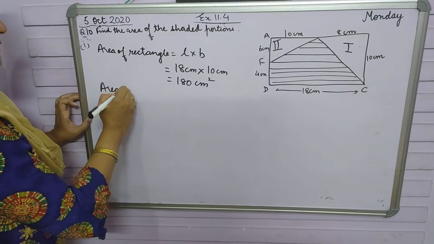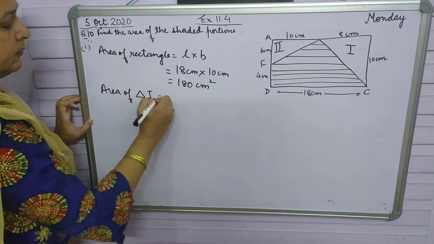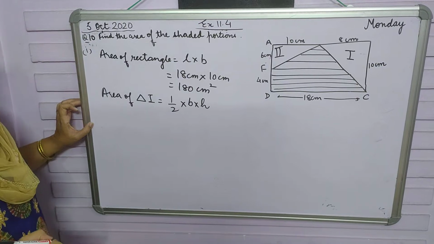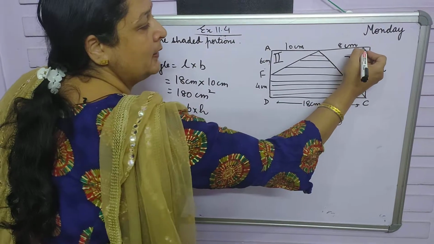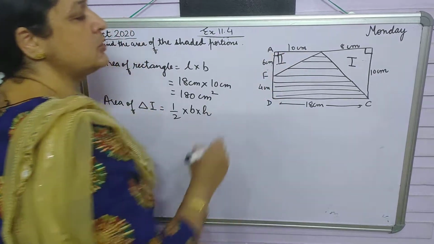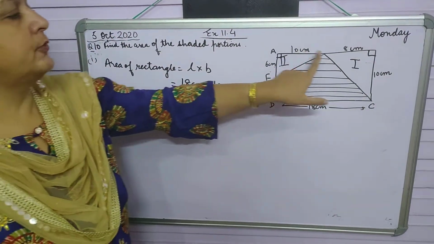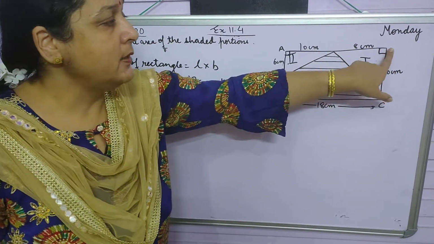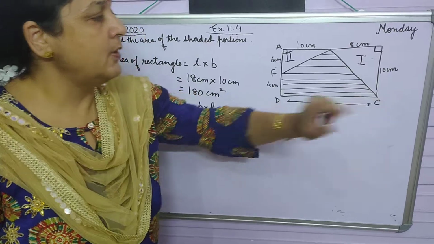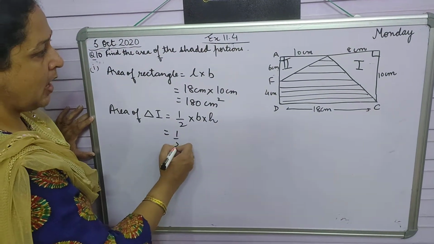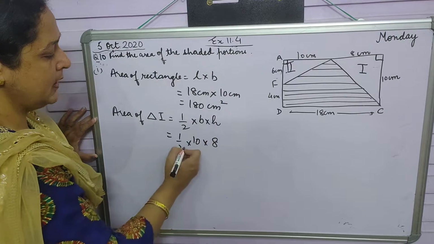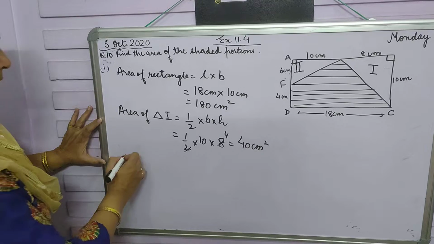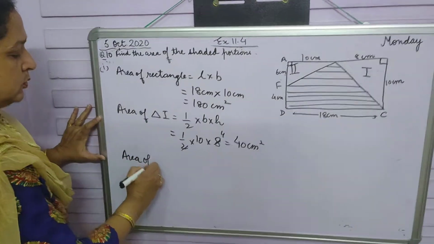Now let us calculate area of triangle 1. What is the formula for calculating area of triangle? It is half into base into height. Now since this is a rectangle, these two triangles which are formed in this figure are both right angled triangles. So one side will act as base and the other will act as height. So it will be half into 10 into 8. So area of this is 40 centimeter square.